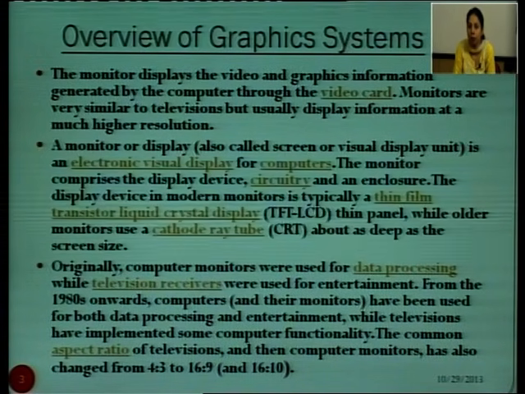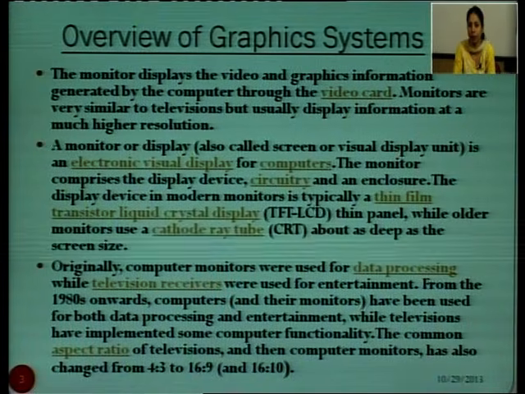Originally, computer monitors were used for data processing, while television receivers were used for entertainment. From the 1980s onwards, the scenario totally changed. Now computers are used for both data processing and entertainment, while televisions have implemented some computer functionality. The common aspect ratio of televisions and computer monitors has also changed from 4:3 to 16:9. That is the aspect ratio which we will discuss as a performance characteristic of the monitor.